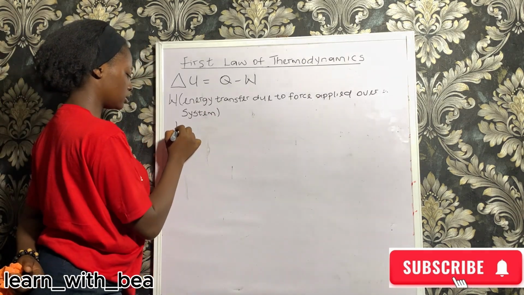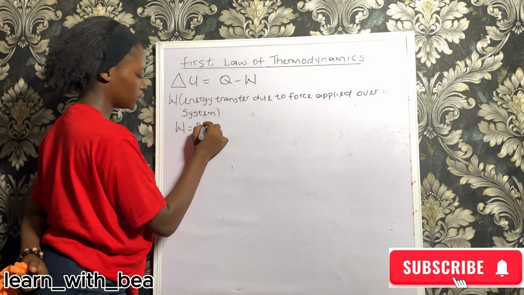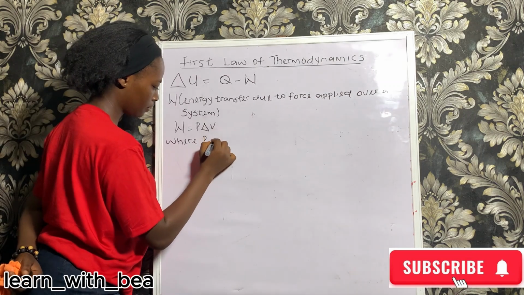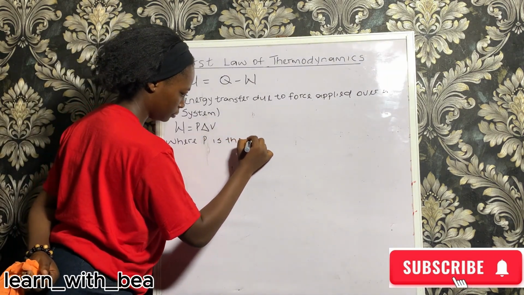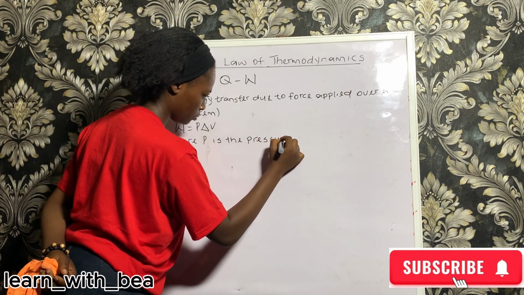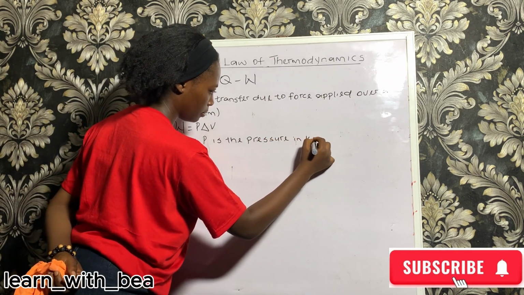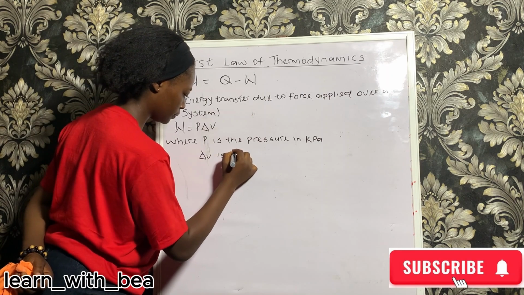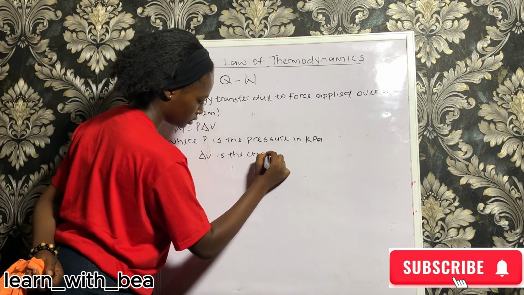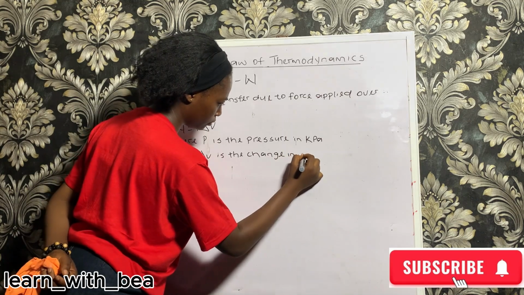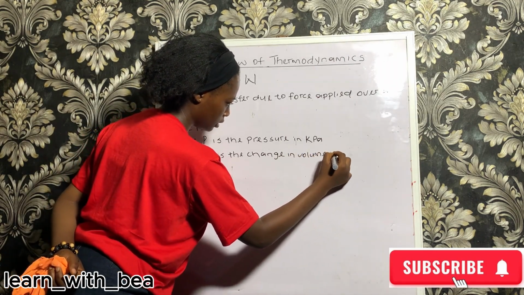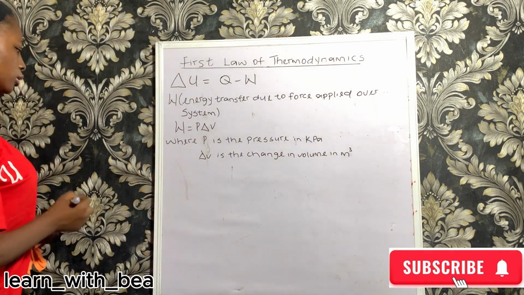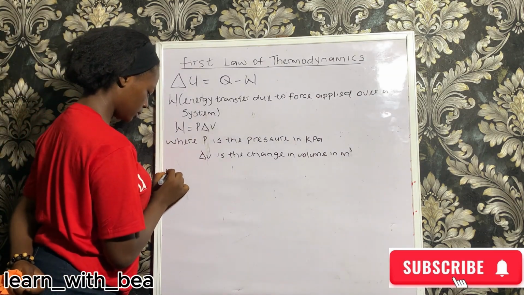So the formula for this is W equals P change in V, where our P is the pressure in kilobar, and our change in V is the change in volume in meter cube. So just like our Q, W also has a note, things that need to be considered.